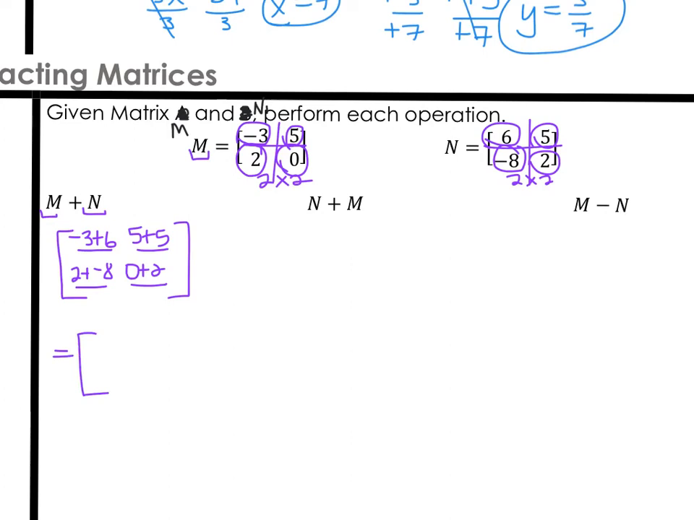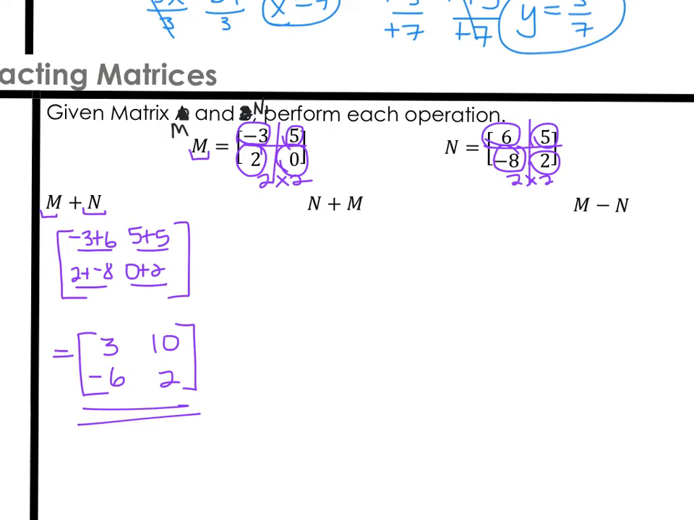In our final solution matrix, negative 3 plus 6 is positive 3. 5 plus 5 is 10. 2 plus negative 8 would be negative 6. And 0 plus 2 is 2. There's the sum for M plus N.